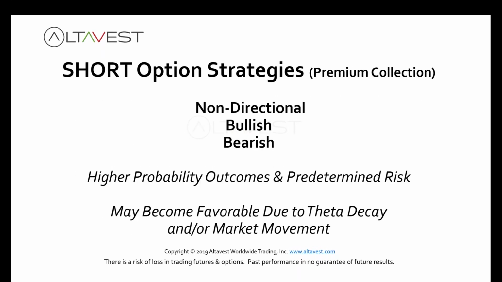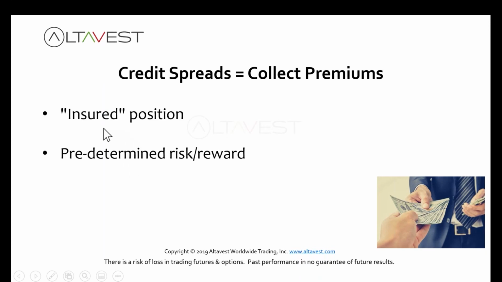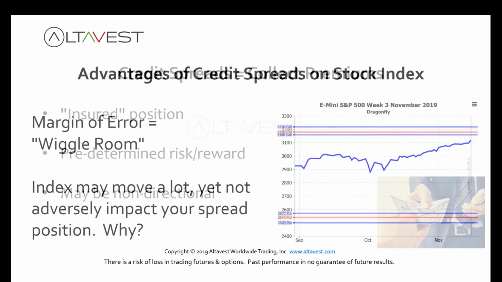So short option strategies, non-directional, bullish or bearish. And you're thinking, what am I talking about? How do you have a strategy for a non-directional market? Well, we're going to show you that. Credit spreads, insured positions, predetermined risk and reward, and they might be non-directional. When I say credit, that means you're trading options and you're receiving a credit. You receive the premium like the insurance company.